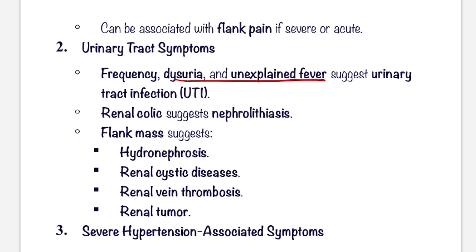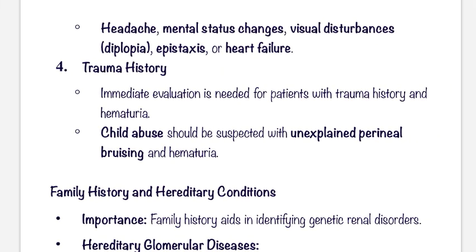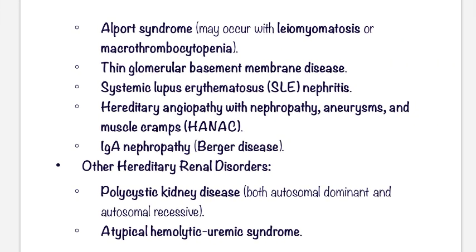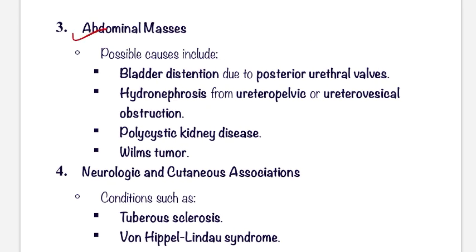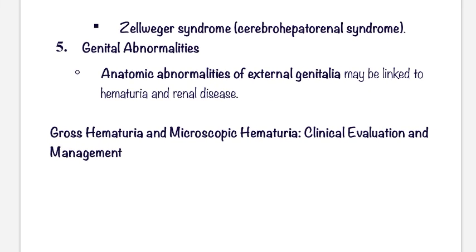Frequency, dysuria, unexplained fever suggestive of UTI; renal colic suggestive of nephrolithiasis; and a flank mass suggestive of hydronephrosis, cystic disease, RVT, or renal tumor. Okay, trauma history may be there, family history may be there. Okay, just history point of view. So this is genetic predisposition. General signs like hypertension, edema, glomerulonephritis, syndromic association, Vetter syndrome, abdominal mass like bladder distension, hydronephrosis, polycystic kidney disease, Wilms tumor, and other conditions, genital abnormalities.